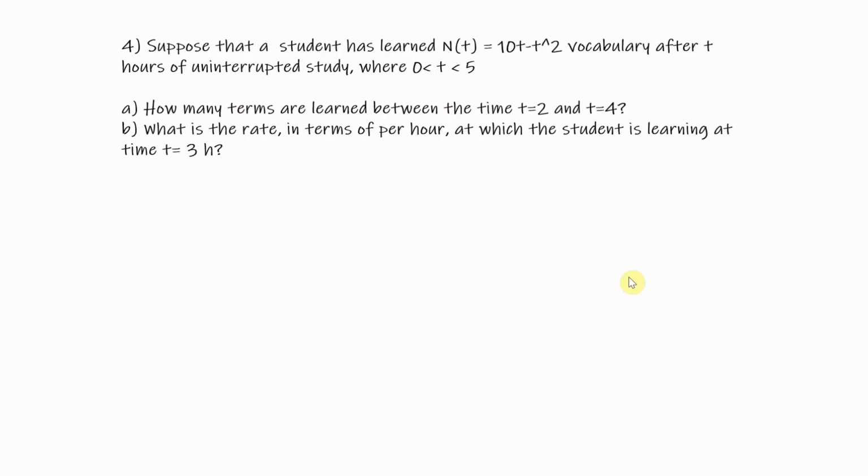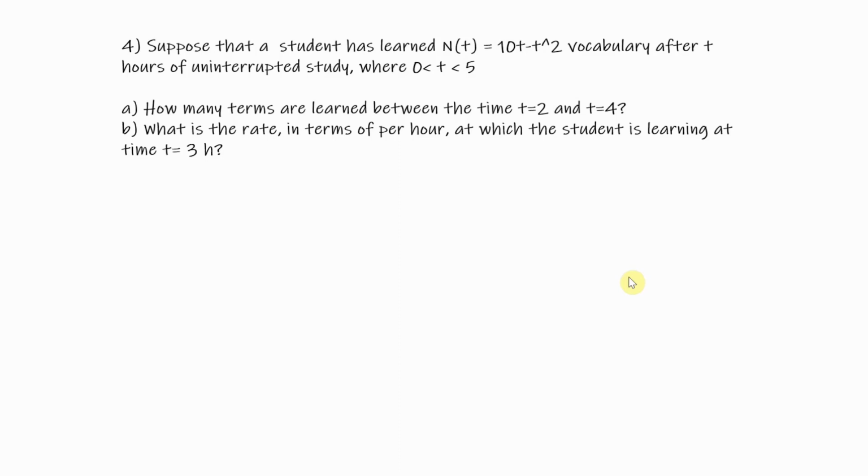So question 4, I'll be solving portion A because we didn't solve any of the average rate of change questions, but portion B is basically the same thing that we did for the last questions. It's finding the rate of change, but I'll start with the whole question and then you will see what I mean. It asks us to suppose that a student has learned N(t) in a function N(t) equals 10t minus t squared vocabulary after t hours of uninterrupted study, where t is between 0 and 5. So how many terms are learned between the time t equals 2 and t equals 4?